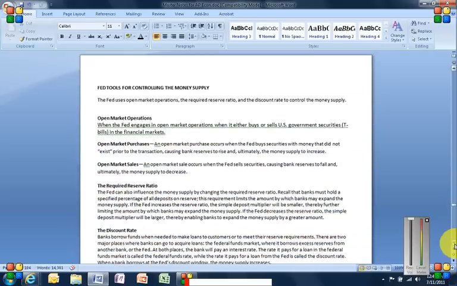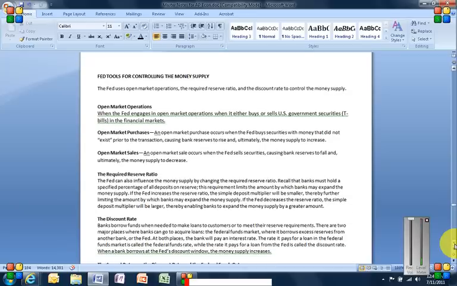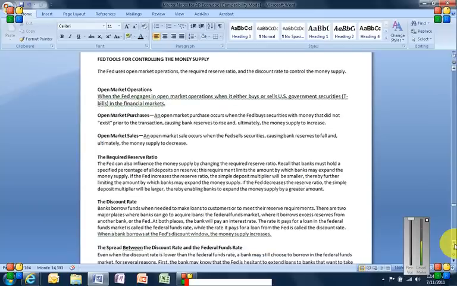So a little bit more about these tools the Fed uses to control the money supply. As I've said, the Fed uses open market operations, the required reserve ratio, or by changing required reserves, and the discount rate to control the money supply. So first and foremost, open market operations. This is the preferred method that the Fed likes to use. It's the most flexible.